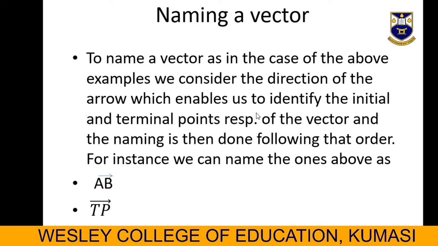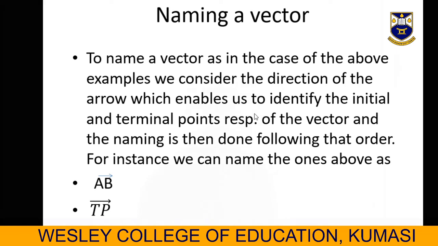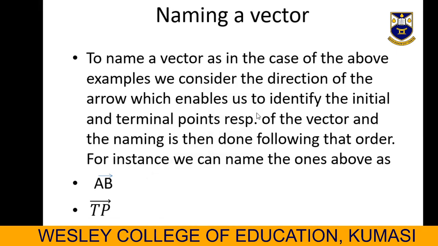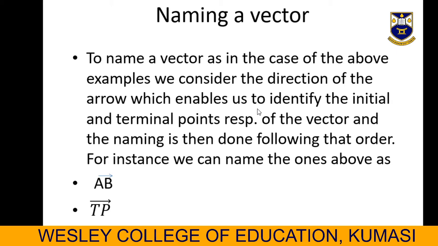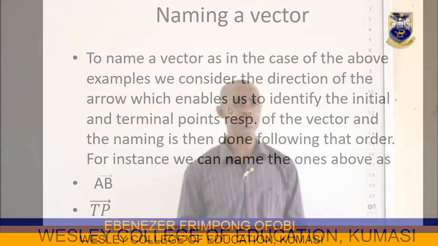Yes, you've done well. The first one is vector AB, because the initial point is A and the terminal point is B. Who will try the second one? Yes, are you sure of what you are saying? Yes, you've done well. The second one is vector TP, because the initial point is T and the terminal point is P. Very good. Let's move to the next point.